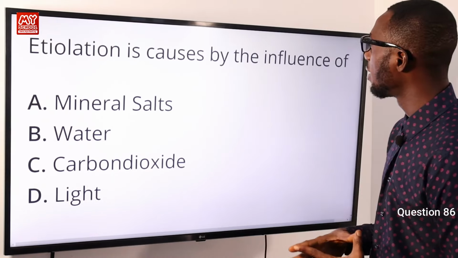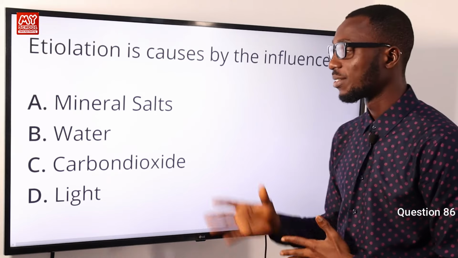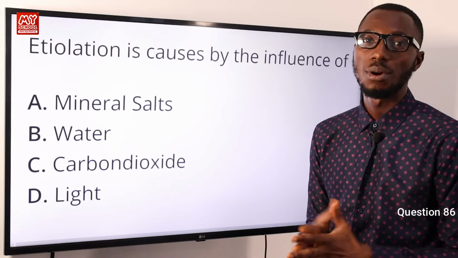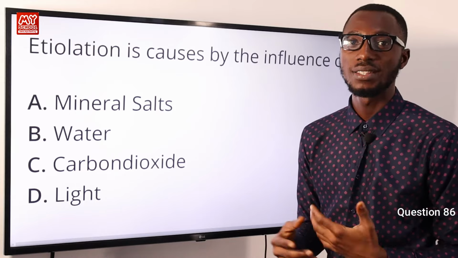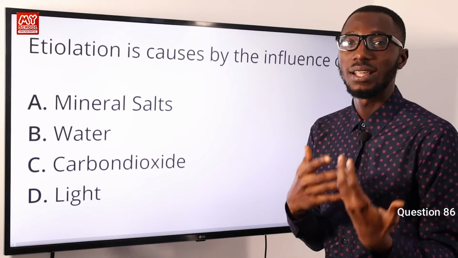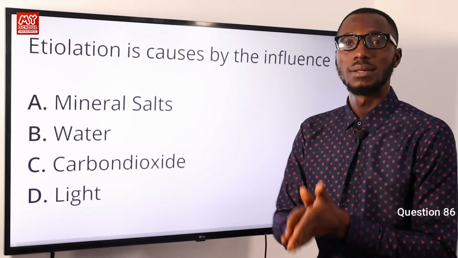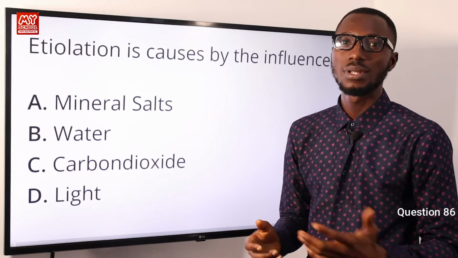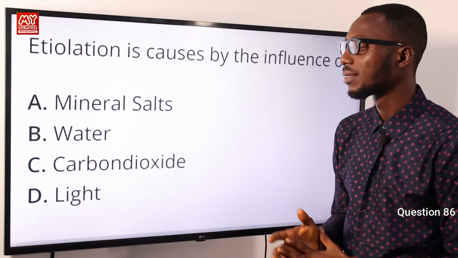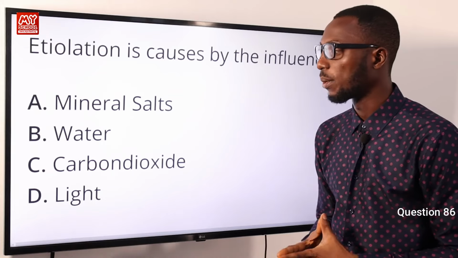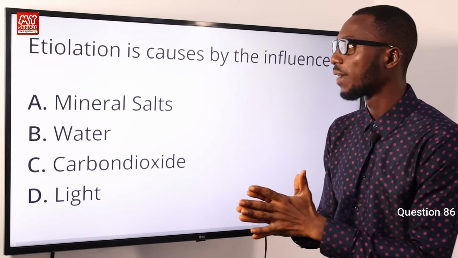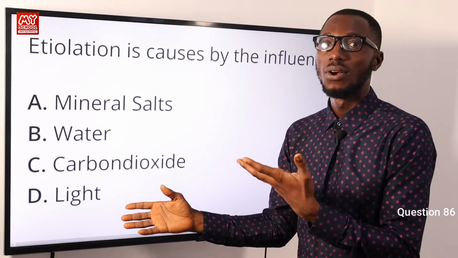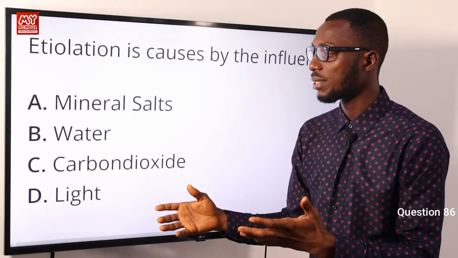Etiolation is caused by the influence of what? It's just a process of having plants growing in a place of darkness or little amount of light. This causes the plant to elongate in an attempt so that the stem or part of the plant can grow so that it can reach enough sunlight. It's dangerous enough that once etiolation has occurred, it has a very high tendency to be permanent. So going back to the question and the options provided, we can say that etiolation is caused by the influence of the presence or absence of light. So option D is correct.